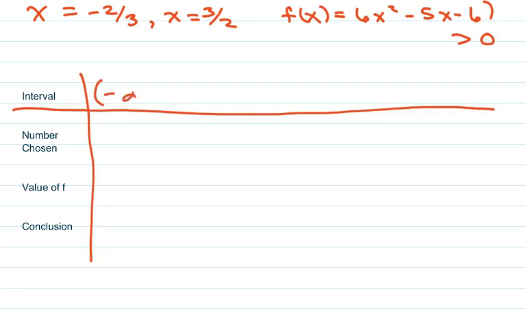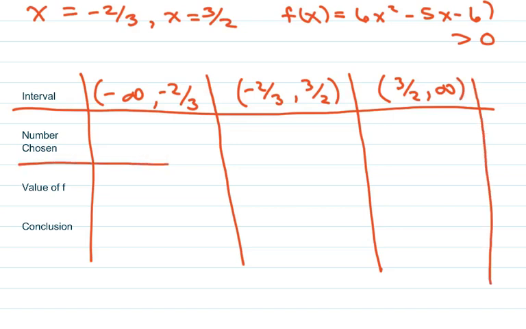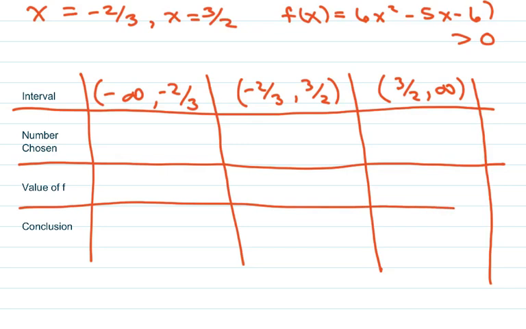We have negative infinity to negative 2/3, negative 2/3 to 3/2, and 3/2 to infinity. We choose nice numbers if we can. So for this one, let's choose negative 1. And go ahead and choose 0, and then 2. And you plug it into your function. And we're going to get 5, negative 6, and 8.